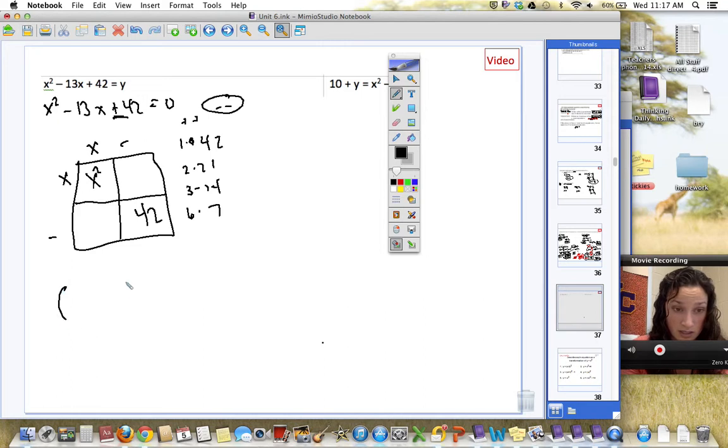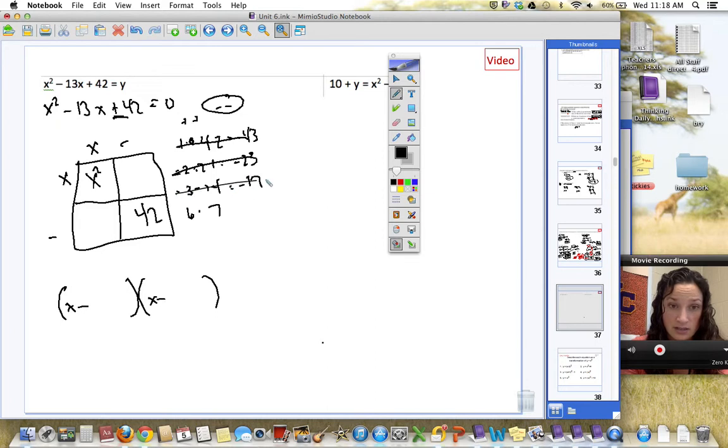So in here, it's going to be x minus and x minus. So then I think, which of these, if I put them both as negative and I add them, is going to give me negative 13. Well, negative 42 plus a negative 1 is going to give me a negative 43. Negative 21 plus a negative 2 is going to give me a negative 23. Negative 14 plus a negative 3 is going to give me a negative 17. Negative 6 plus a negative 7 is going to give me a negative 13.